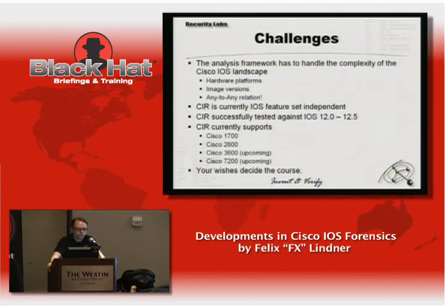Right now, our implementation is feature set independent, so we don't have to have any information on what feature set this image was on. We have successfully tested this stuff on the 12 series iOS, and we're currently supporting two smaller access level routers for two reasons. One is the nice sounding reason, because we think that the access level routers are way more often attacked than the big core routers because they're less protected. The not so nice but honest reason is we just don't have the money for the big gear.